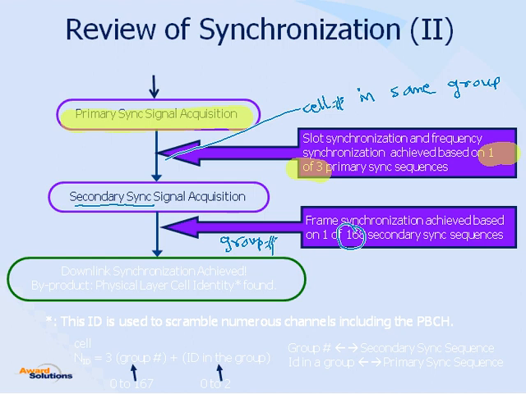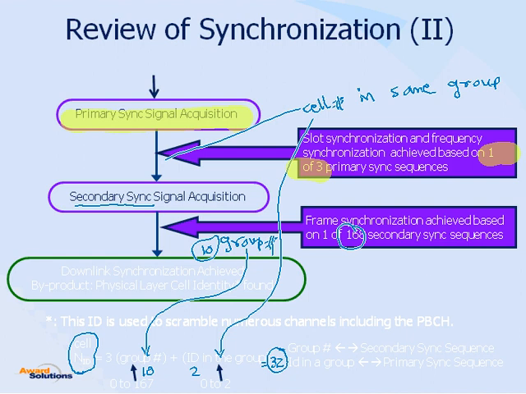And as I mentioned earlier, the combination of the group number and the cell number will tell you the physical layer cell ID. So if my group number is 10 and cell ID is 2, then my physical layer cell ID is 32. Okay, that is the idea. So we have 504 such cell IDs, 0 through 503.